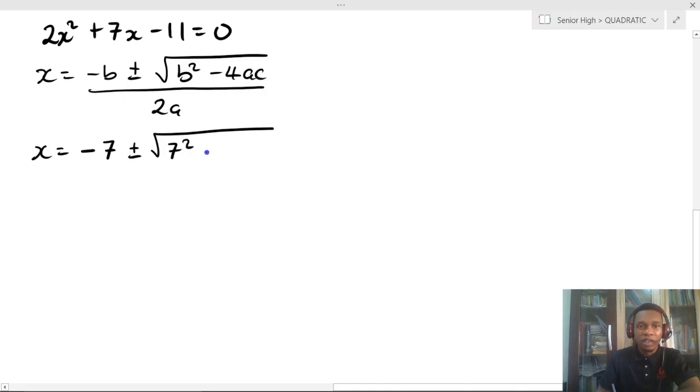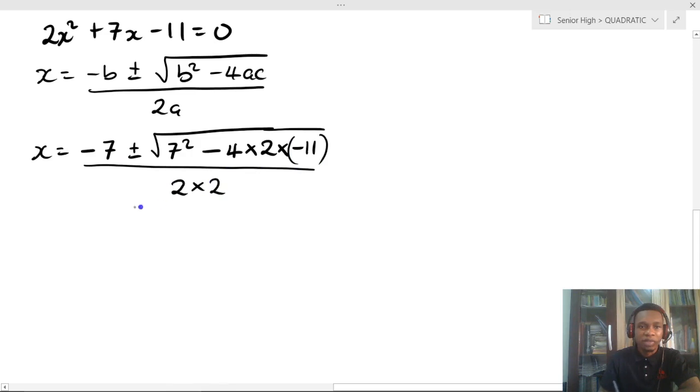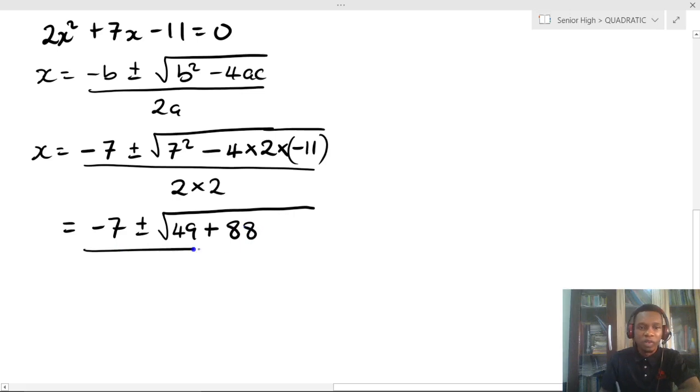minus 7 plus or minus square root of our b again is what? 7 squared minus 4 times our a is what? Our a is 2, and then times our c is what? Minus 11. You can put it in a bracket so you will know that, and then over what? 2a, 2 times 2. Okay, so what's the next part? Minus 7 plus or minus square root of 7 squared, 49. Then we have minus times minus is plus, so we have plus 4 times 2 is 8. 8 times 11 is 88, so we have 88 over 2 times 2, 4.